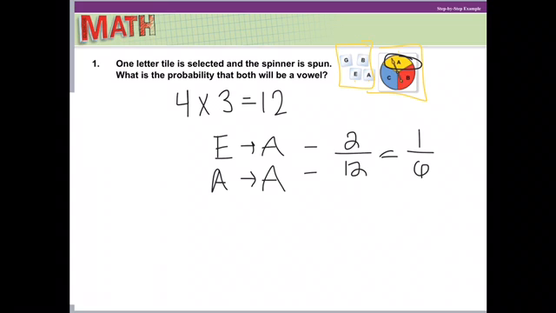Now you don't necessarily need to find all of the outcomes using the fundamental counting principle. You can also make a tree diagram. That is totally up to you.